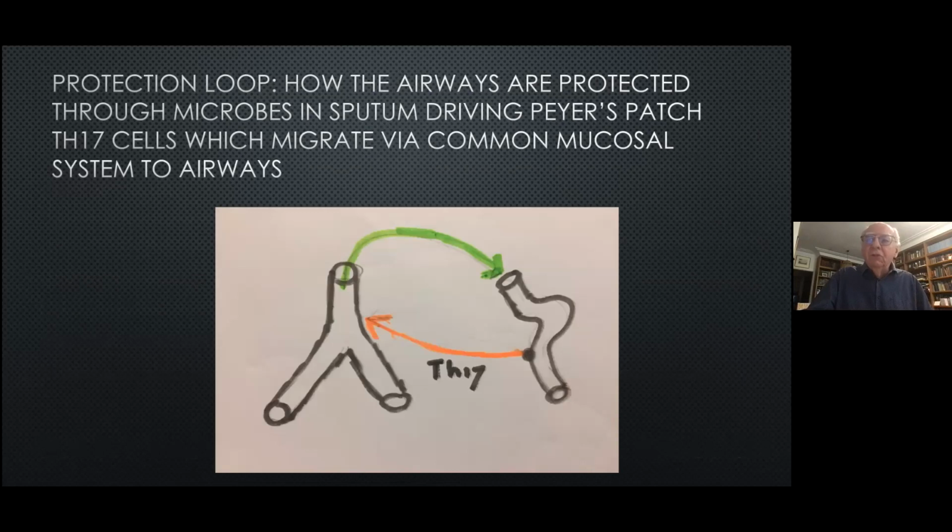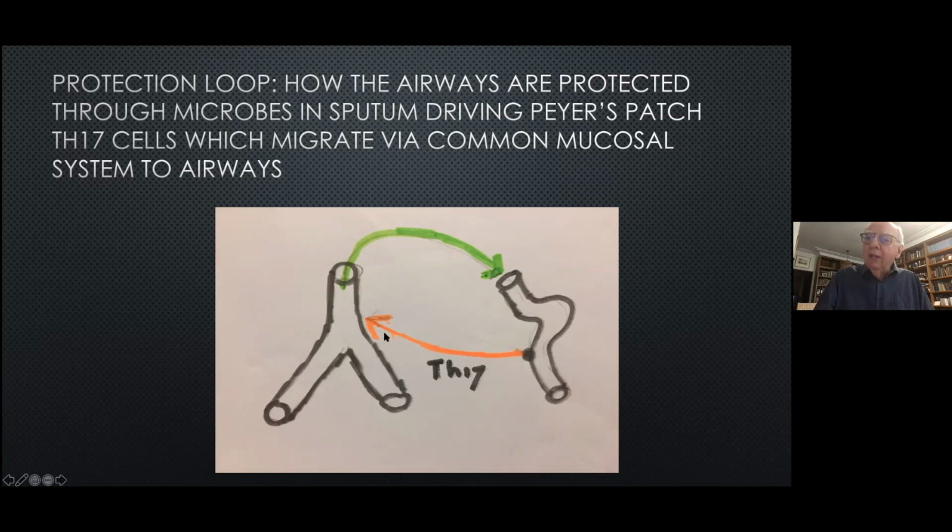On the left, you can see a schematic lung. This is the airways of the lung, and you can see in the green that people are swallowing the contents of the airways coming into the gut through the stomach, and these little Peyer's patches here are generating the T cells, known as Th17 cells, which specifically migrate back to the lung. So we have this loop.